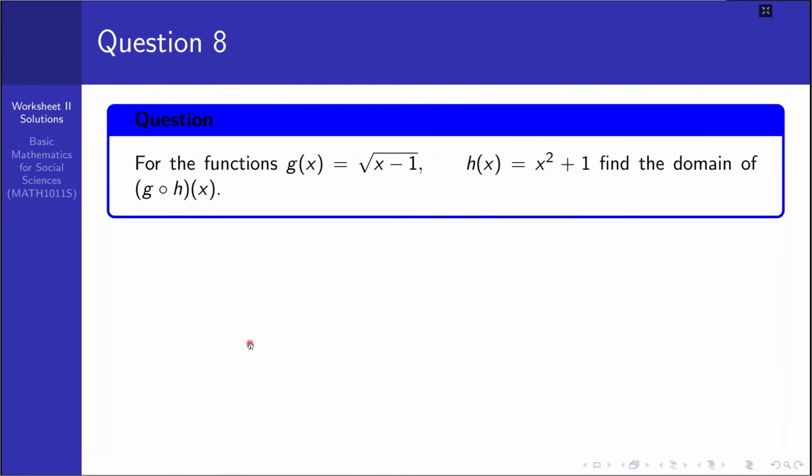Next question, question number 8. For the functions g of x equal to the square root of x minus 1 and h of x equal to x squared plus 1, we are asked just to find the domain of g composite of h of x.